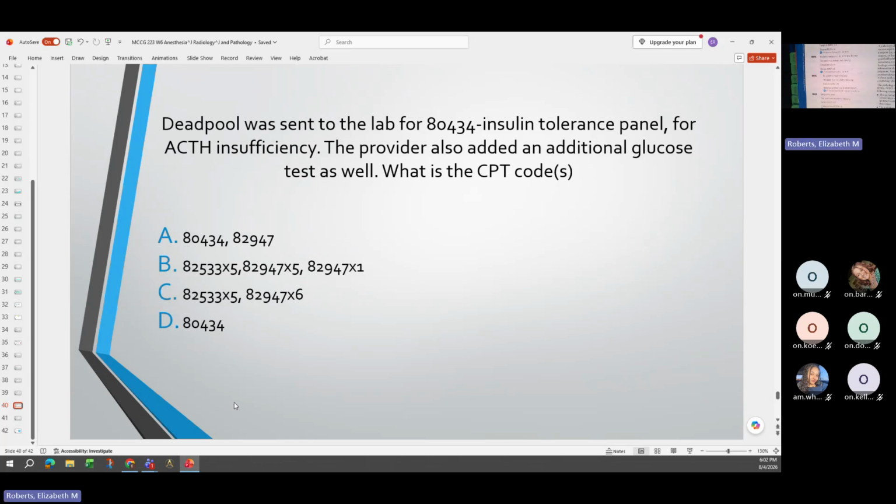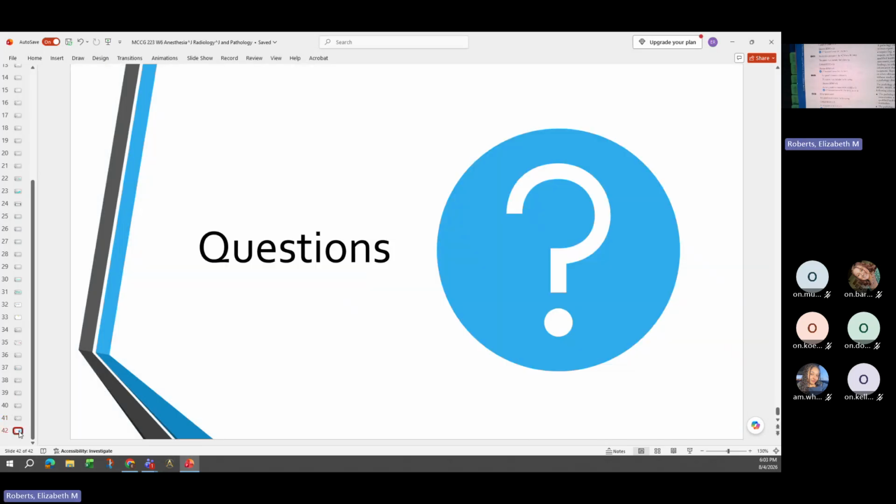Yeah, good job. You are correct. We will bill as A. So in this case, 80434, because we did that whole whopping insulin tolerance panel, right? But then we added an additional glucose test. The insulin tolerance panel included all 5 of the 82947s. But then for whatever reason, our doctor wanted to order one more additional glucose test. So we billed 80434 for the whole panel, and then 82947 because that's above and beyond, right? That's in addition to that panel. And that's all she wrote.